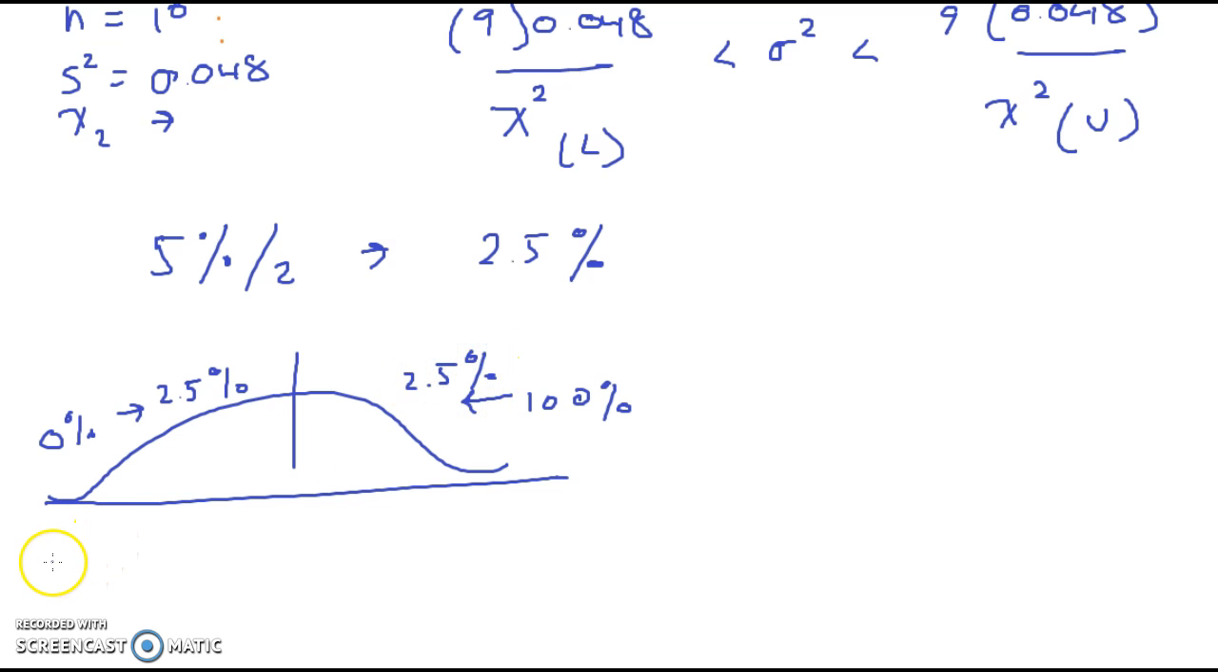So that means our lower limit, this one, I'm going to switch colors, is going to be 0 up 2.5%, so that's going to be 0.025. And then the upper limit is going to be 100% go down 2.5%, so that's going to be 0.975. So those are our chi-square values.